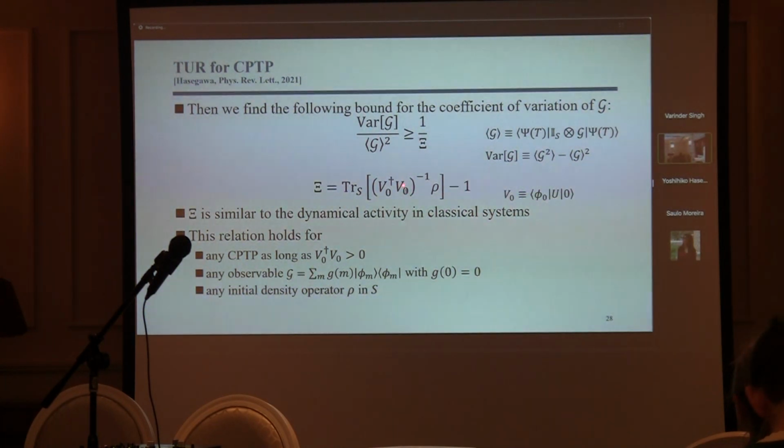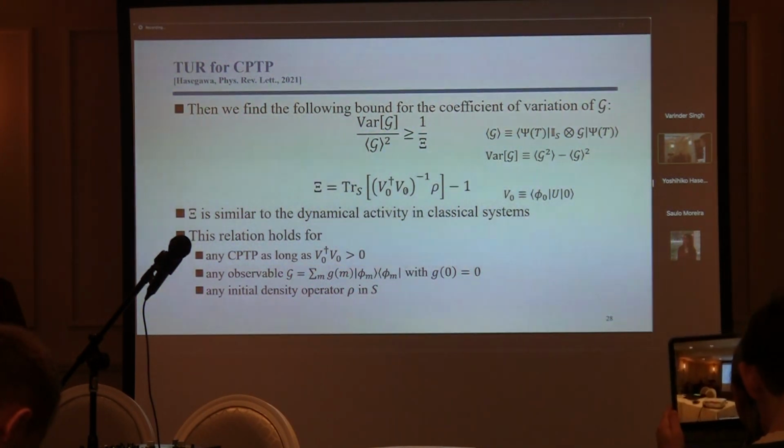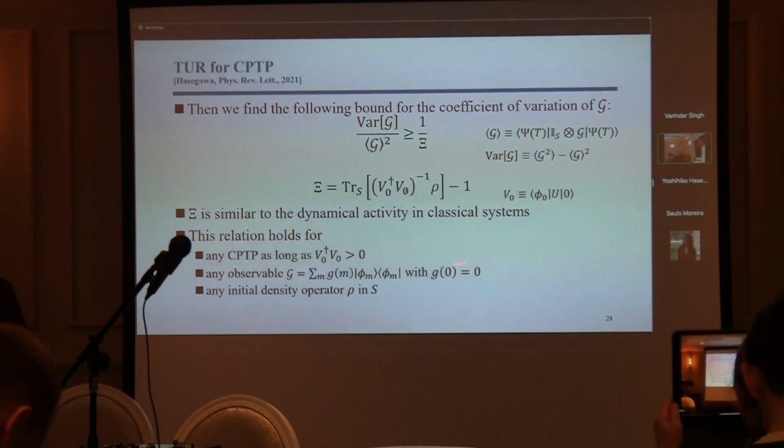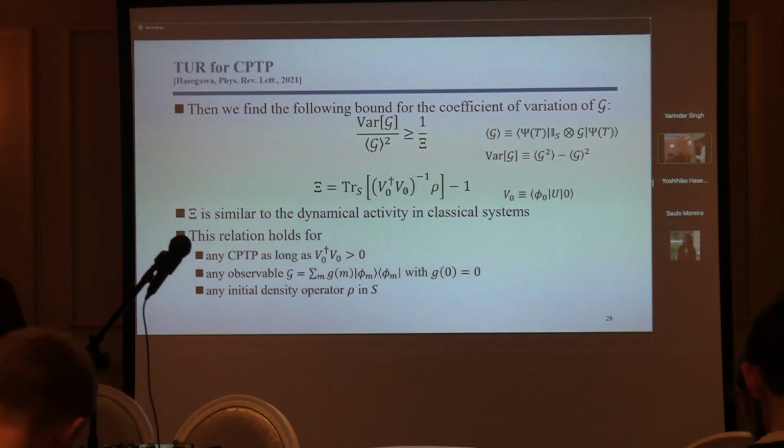So the inverse of V0 corresponds to the larger activity in the CPTP. So this representation is the analog of the dynamical activity. And this relation holds for any CPTP as long as this part is positive definite, because we have to calculate the inverse, so of course this part should be positive definite. It holds for any observable G applied to the environment as long as this condition is met. As I said, this condition can be satisfied by shifting the eigenvalue, and it holds for any initial density operator rho in S.